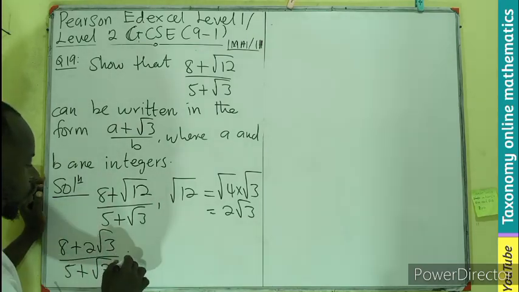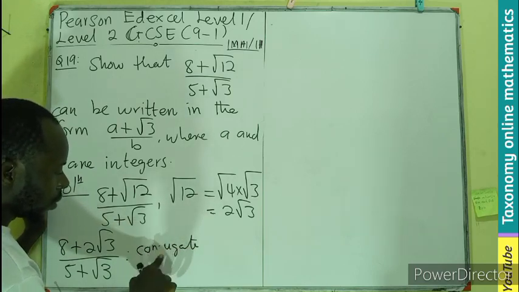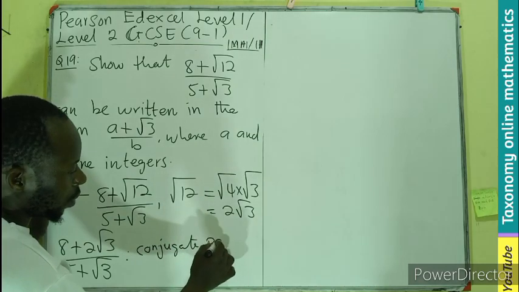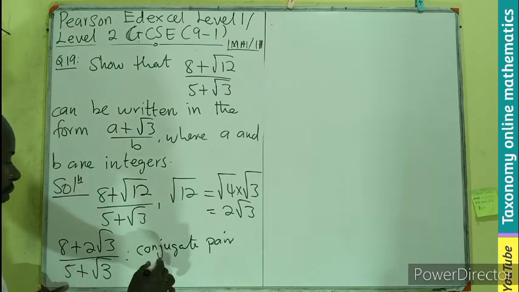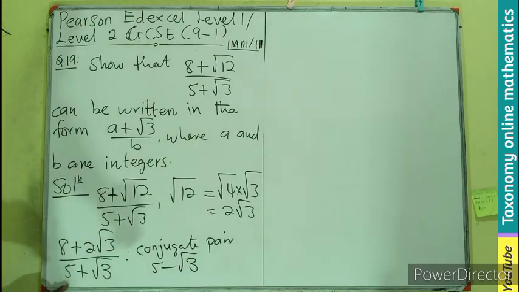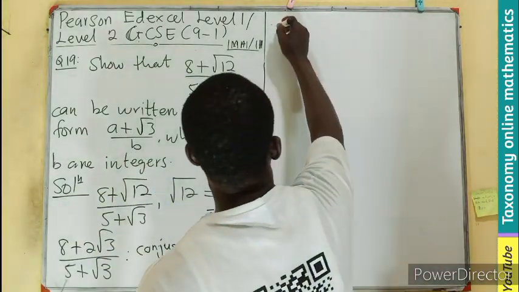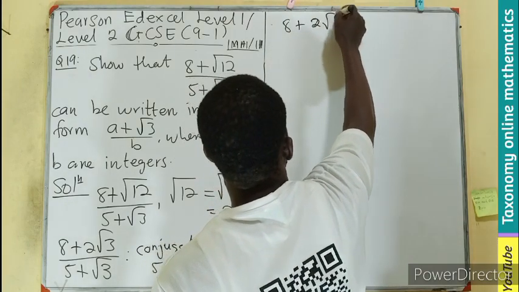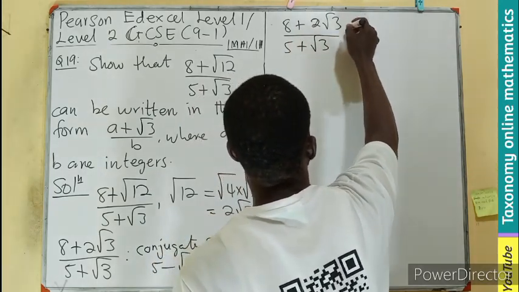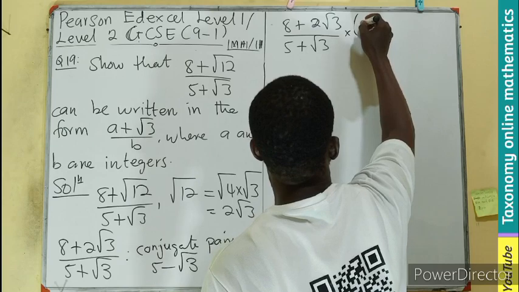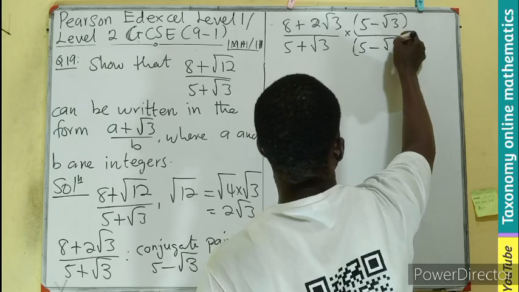So we know our conjugate pair is going to be the same term with the sign swapped to negative, which will be 5 minus the root of 3. So I'll multiply the top and the bottom by that, meaning 8 plus 2 root 3 divided by 5 plus the root of 3, times 5 minus the root of 3 over 5 minus the root of 3.